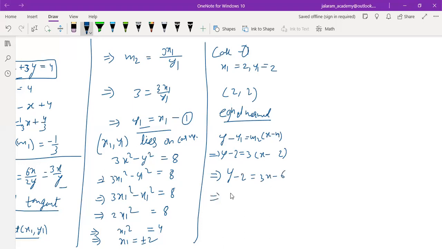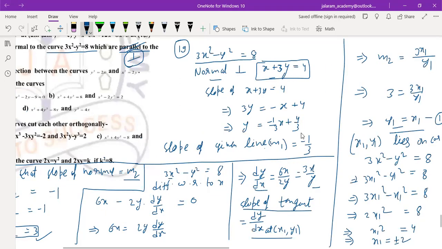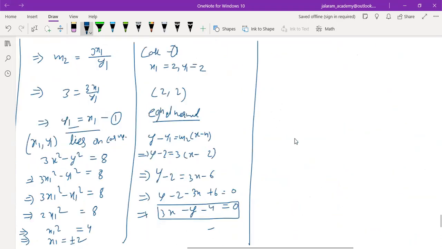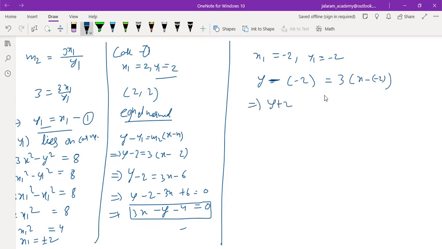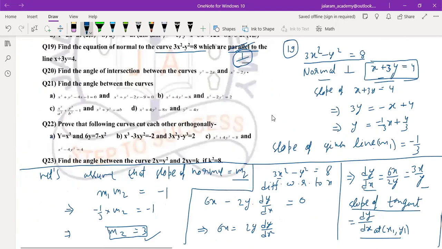So y minus 2 equals 3x minus 6, that is, make them to the same side. 3x minus y minus 4 equals 0 is the equation of normal, which is perpendicular to this line, x plus 3y equals 4. And the second point is also there, when x1 equals minus 2, y1 will also be minus 2. So we can find this also. So y minus y1 equals m into x minus (minus 2), that is y plus 2 equals 3x plus 6. So 3x minus y plus 4 equals 0 is the second normal, which is perpendicular to this line, x plus 3y equals 4.